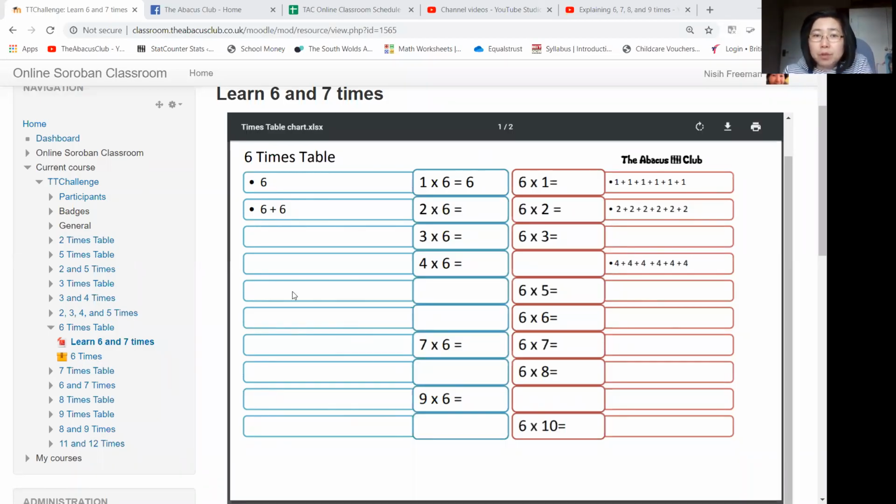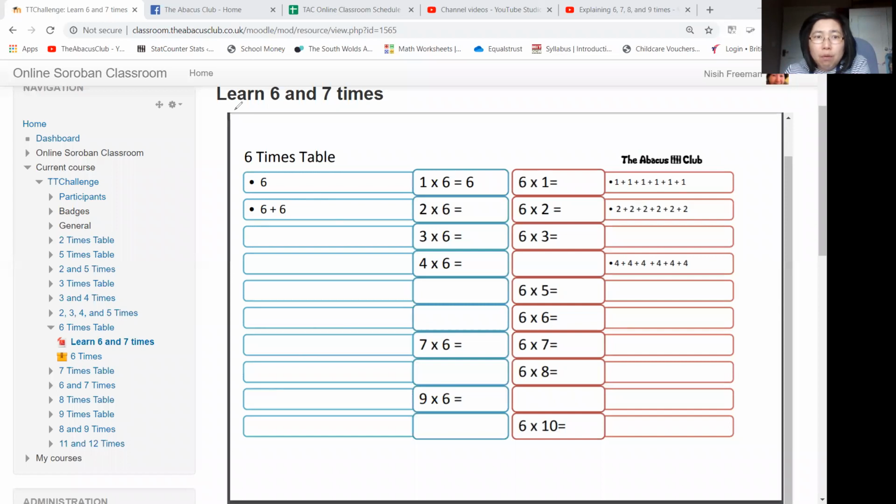Hi, this is Nisi. I'm trying to show you how to complete the 6 and 7 times table, or actually the 6, 7, 8, and 9 times table. The way we're going to do this is for you to first know your 2, 3, 4, and 5 times. Once you know that, it is very easy to learn 6, 7, 8, and 9 times.